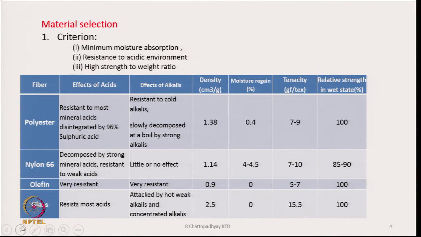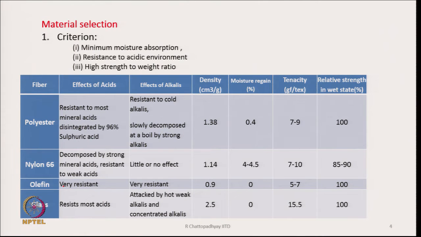So, if we like the polyester, because it is an acidic medium, we need to know what could be the reaction of polyester to acids and alkalis. So, accordingly we can choose the right fiber. Polyester is resistant to most of the mineral acids, but disintegrates by 96% sulfuric acid. It is resistant to cold alkalis and slowly decomposed at boil by strong alkali. Nylon is decomposed by strong mineral acids and resistant to weak acids, while with respect to alkali there is little or no effect.